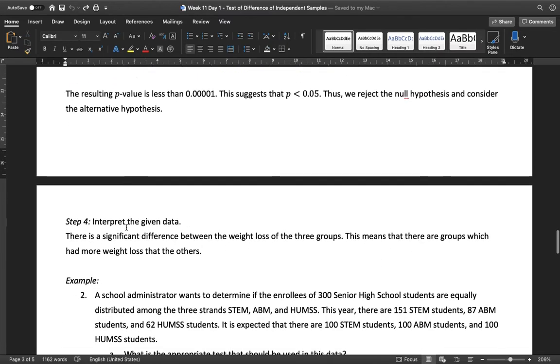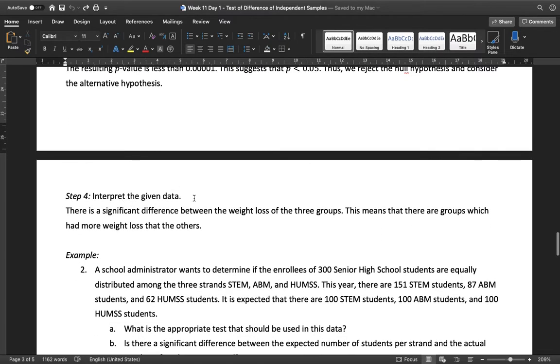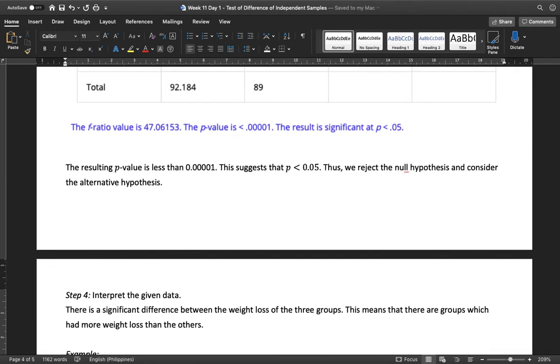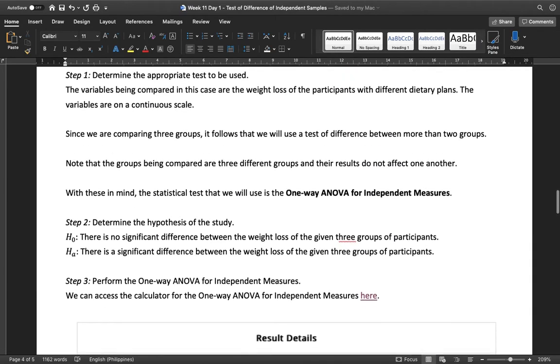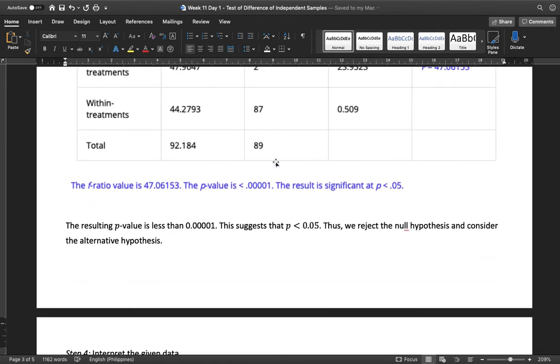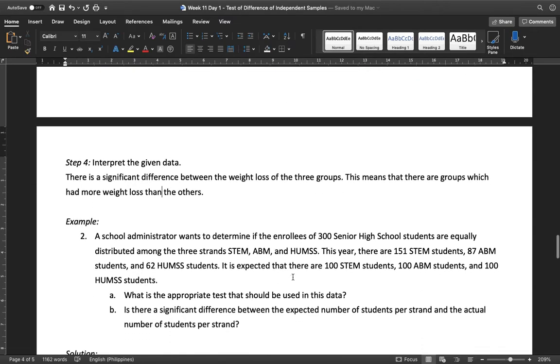So, yun, there is a significant difference between the weight loss of the three groups. This means that there are groups which had more weight loss than the others. So, ayun. That's how we perform the one-way ANOVA for independent measures. Basta may calculator ka and you just input the data, it would give you the p-value and it's all good. So, interpret na ng interpret. Yun ang may input. Ang importante naman sa pag-perform sa statistical test is alam mo kung paano interpret. Okay? So, ayun. May isang example dito.